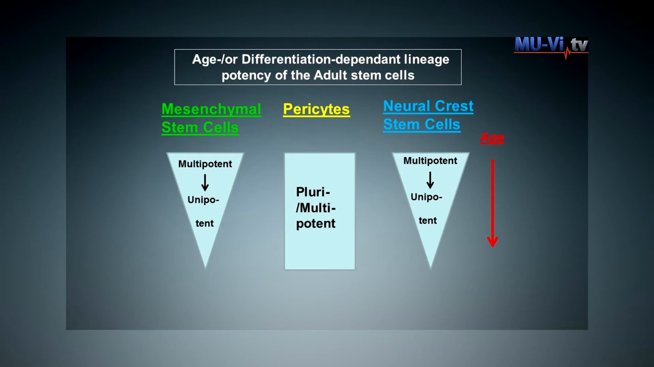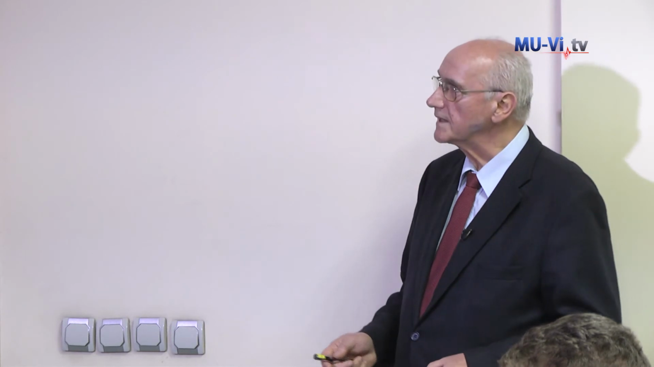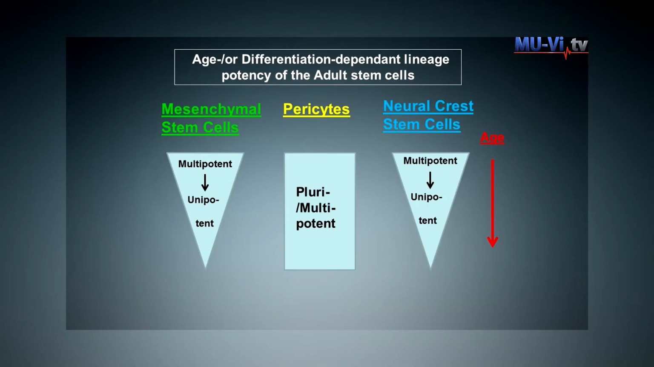Graphically, this can be presented. So we have the pericytes. You see the pericytes have, the whole life, are pluripotent, and are able to produce all structures which are found in an organism. The mesenchymal stem cells and the neural crest stem cells are at the beginning pluripotent, and with the differentiation, they lose part of this potential and become at the end unipotent.